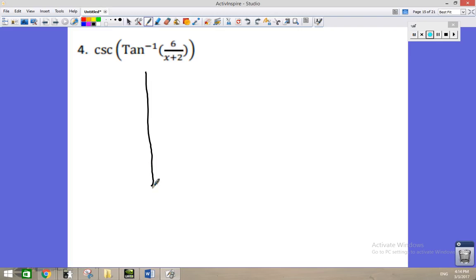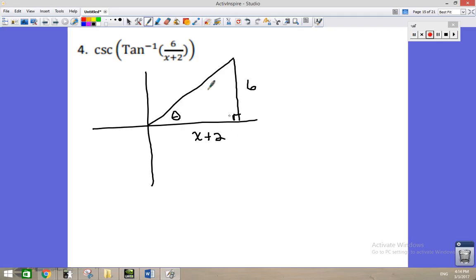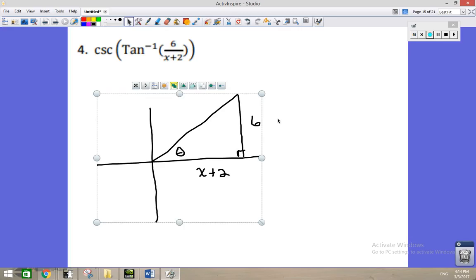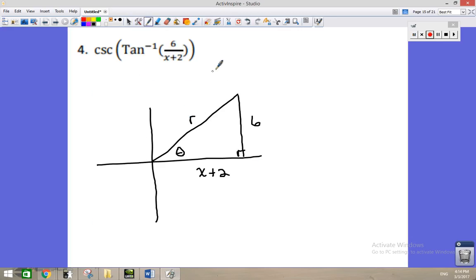The inverse tangent, quadrant 1 or quadrant 4. If I've just drawn it in quadrant 1, call that theta in quadrant 1. The opposite leg 6, the adjacent leg, let it be x plus 2. Then the hypotenuse, if I just call this r for a second, by the Pythagorean theorem, is the square root of x plus 2 squared plus 6 squared, which is 36. I'm just going to leave it in that form. So that's my r.